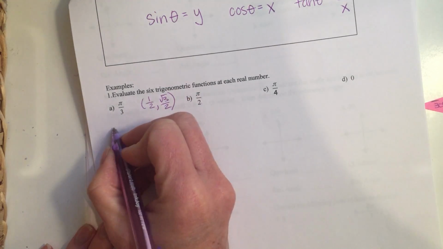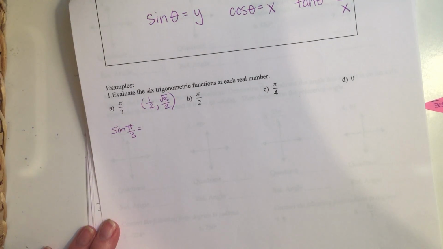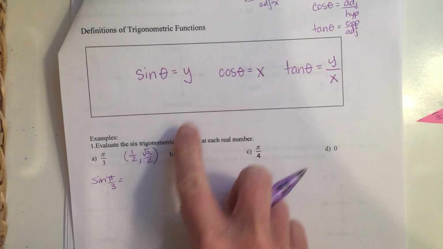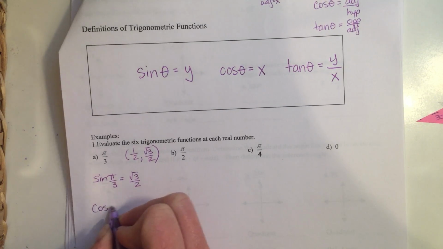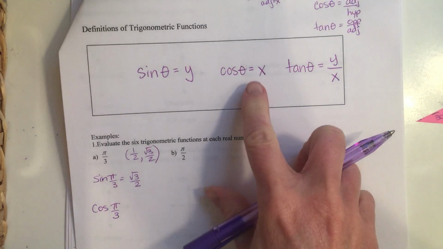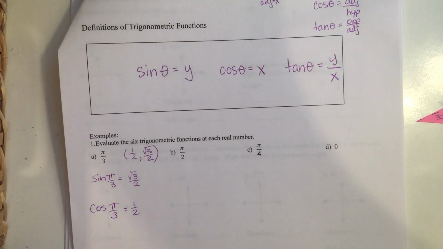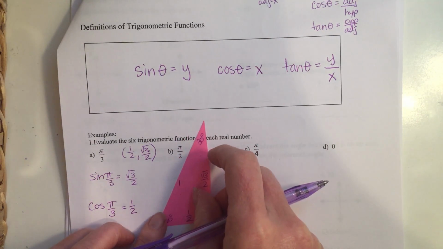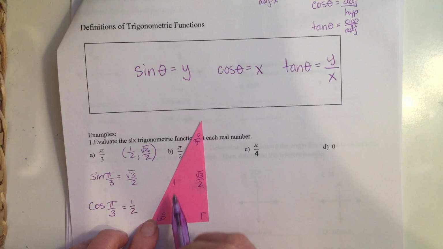So now I'm going to write down what the sine of pi over 3 is. The sine of pi over 3 is going to be equal to whatever the y coordinate is. In this case, that's rad 3 over 2. Cosine of pi over 3 will be equal to whatever the x coordinate is. In this case, it's 1/2. And if I could put my 60-degree triangle back up here, you can see that in your 60-degree triangle, indeed, the opposite, rad 3 over 2, divided by hypotenuse, was rad 3 over 2. And my adjacent, 1/2, divided by hypotenuse, which was 1, was 1/2.